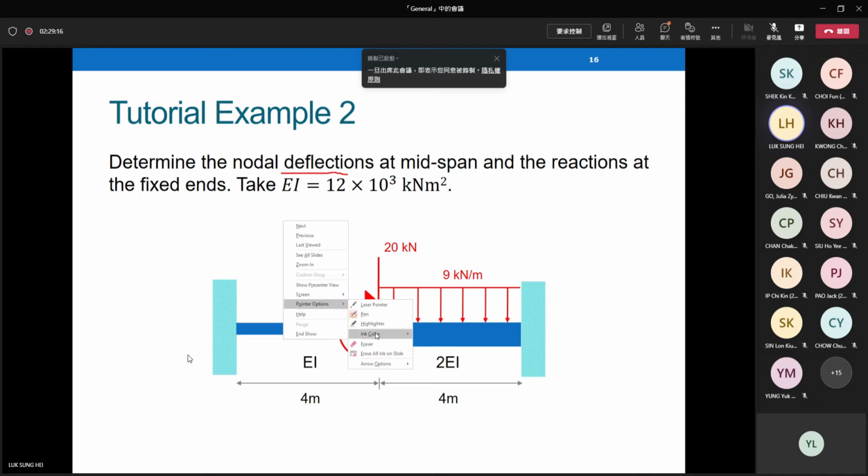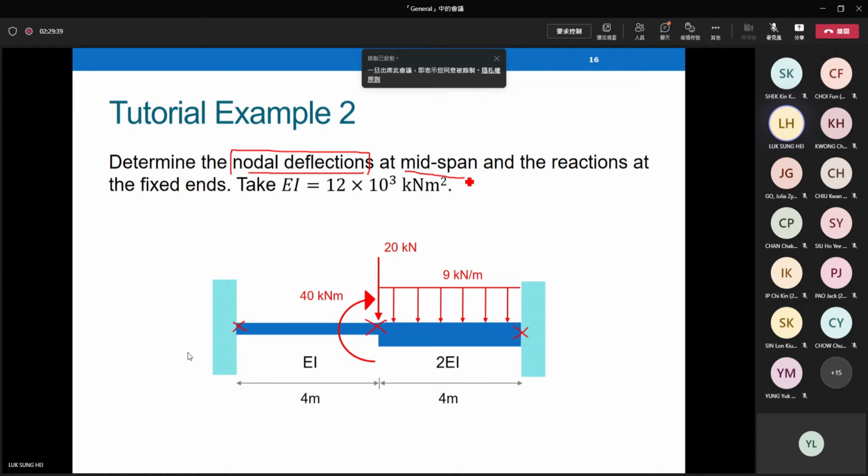Not possible, for two reasons. Firstly, in this example, we asked you to find out the node displacement at the middle. So you have no choice. You need to make a node at the middle. That's why you need at least two elements in this example, because you have to evaluate the node displacement at the middle. Then you have to insert a node at this point.